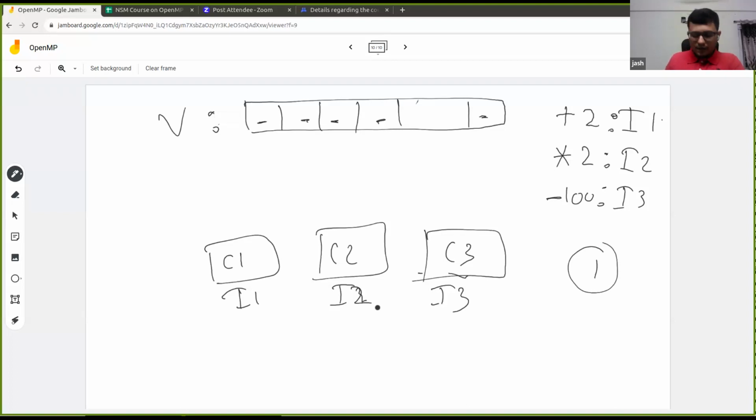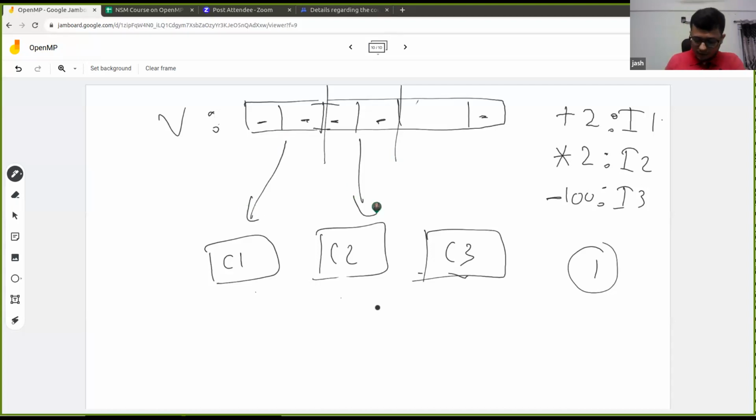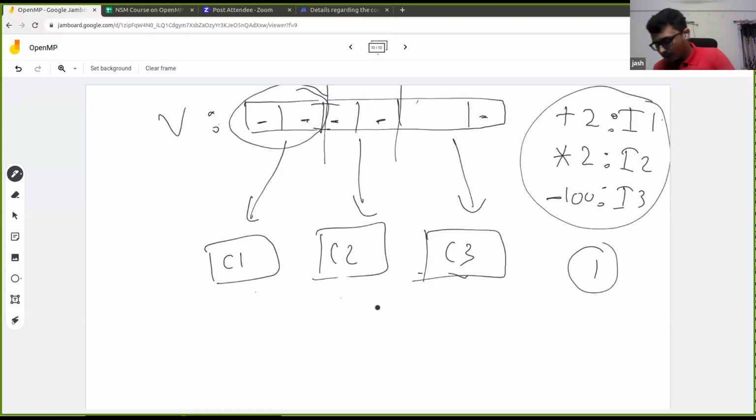And the second way is that instead of giving separate instructions or tasks to each core, you can divide this vector in such a way that you give a chunk of data to each core, and each core will perform all these three instructions on all the elements that are assigned to that core. So that is data parallelism. I hope this was clear. Let me go back to the slides.